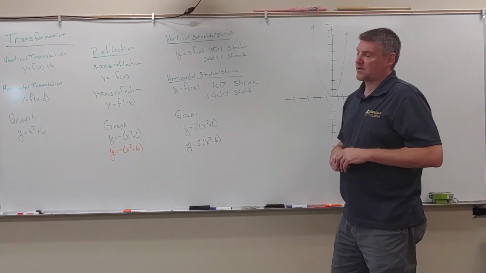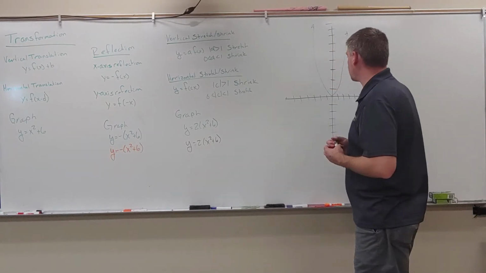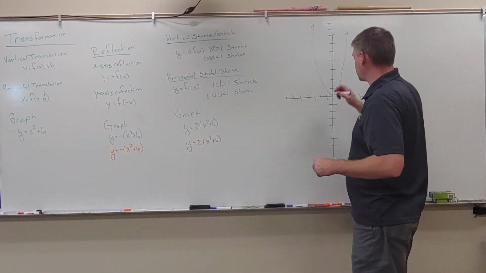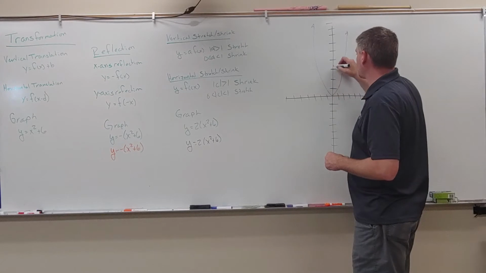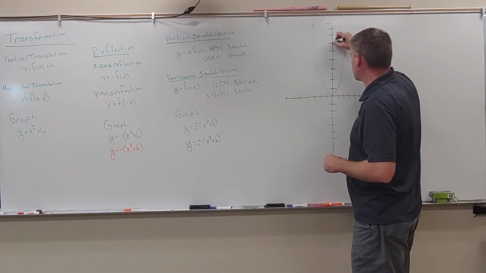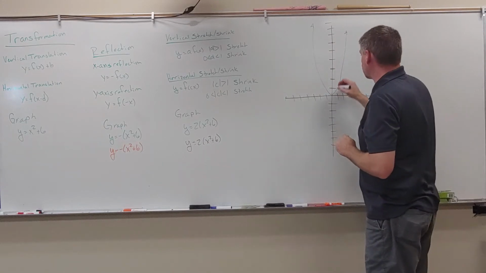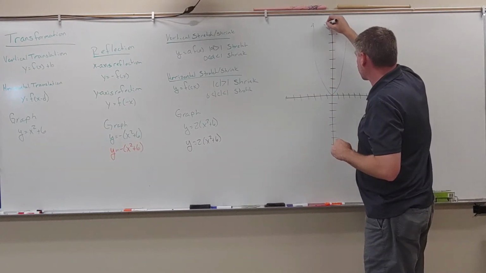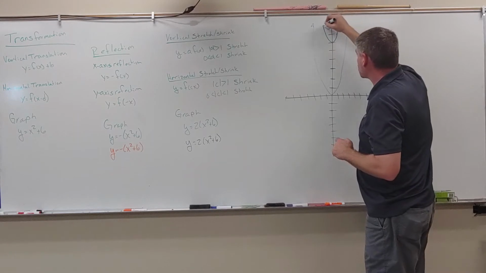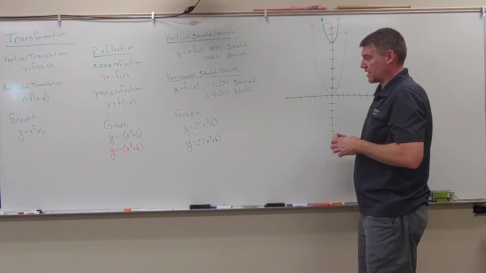Okay, so now I'm going to graph x squared plus 6. So the first thing I know is that I'm going to shift it up 6 units. 1, 2, 3, 4, 5, 6. And this whole graph is going to shift up 6 units. And that's what my graph is going to look like.